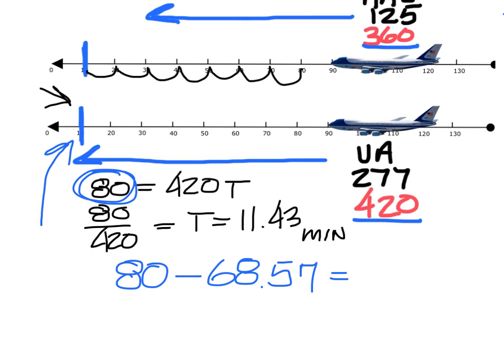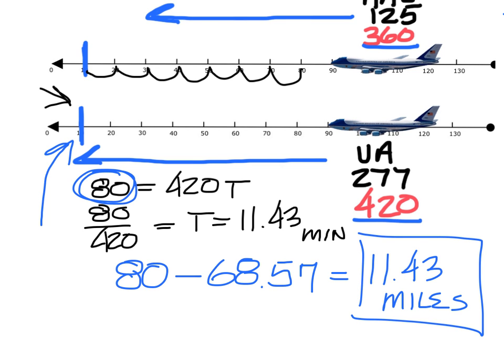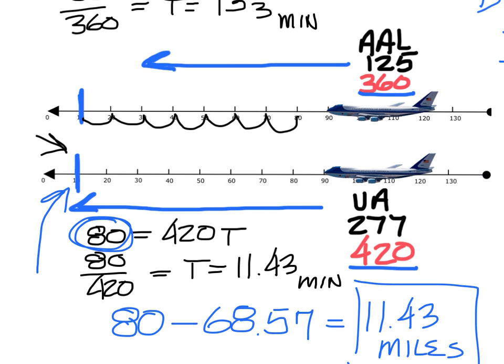How much further ahead is the bottom aircraft? What do I do? What operation do I do? Subtraction. And when I subtract, what do I get? 11.43. What units is that? Miles. Yes. That's what we come up with. 11.43 miles would be the distance, how much further ahead the bottom airplane is than the other one.